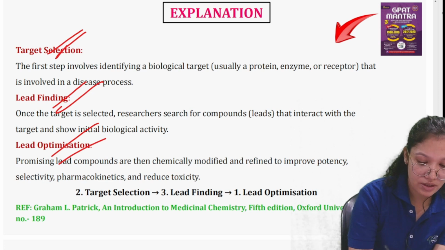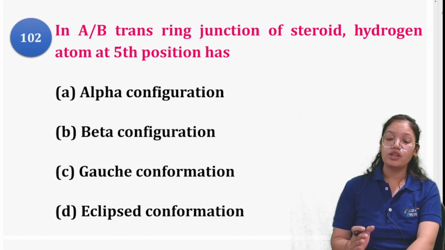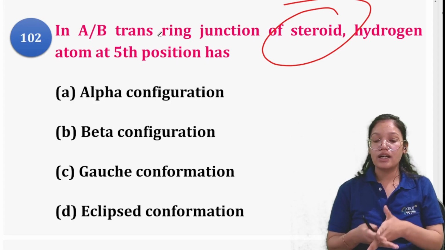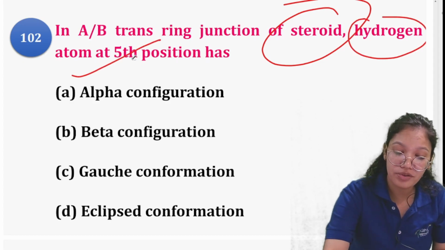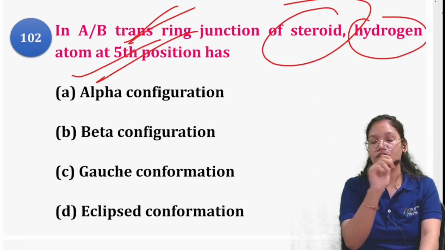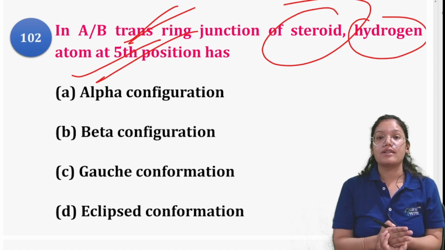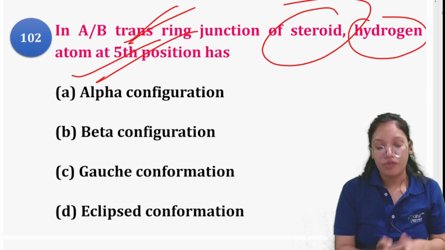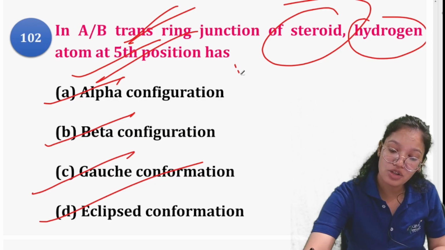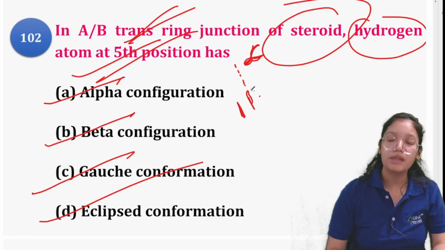Now the next question: in the AB trans ring junction of steroid, the hydrogen atom at the 5th position has? Again the question is from steroid, so the nucleus of the steroid. They are saying the hydrogen at the 5th position of the AB trans ring junction, okay, and they are asking what is the configuration of that hydrogen, whether it is alpha, beta, gauche or eclipsed, okay. Whenever there is a dash bond present, that is called alpha, and whenever there is a solid bond, that is beta, okay.